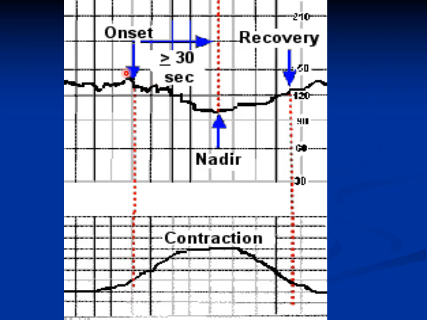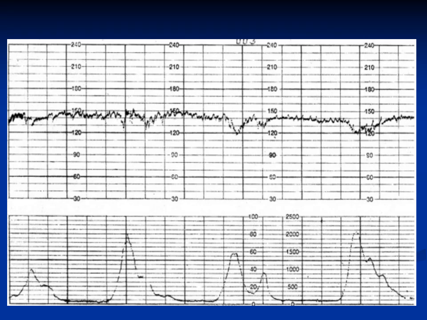This is the cardio and this is the tocography part. The onset of deceleration is with the onset of contraction. The nadir of deceleration, which is the bottom of descent, is with the peak of contraction, and the end is after the end of contraction. So this is a mirror shape with the contraction. Here, these are frequent. You see contractions here, and the decelerations occur just like a mirror shape with the contraction.